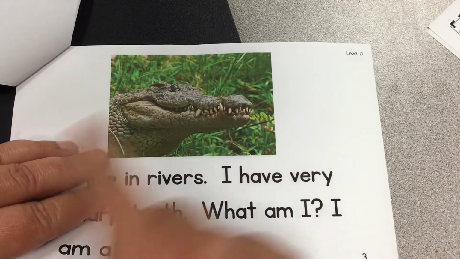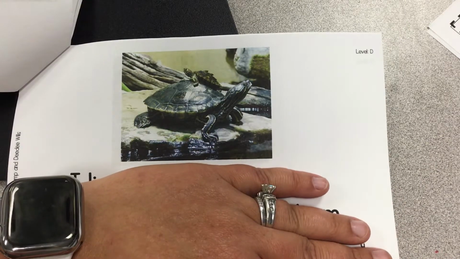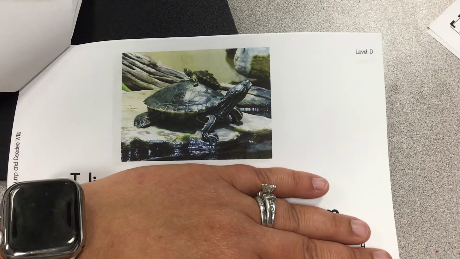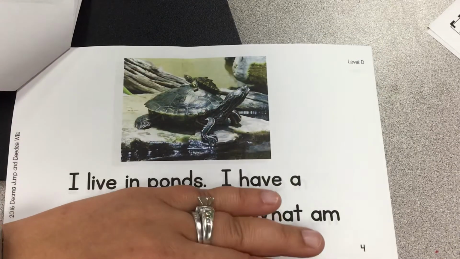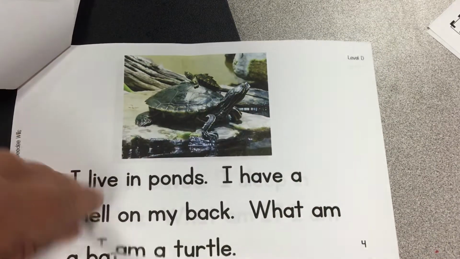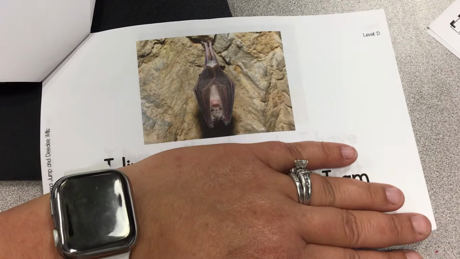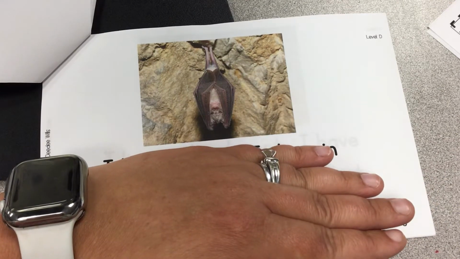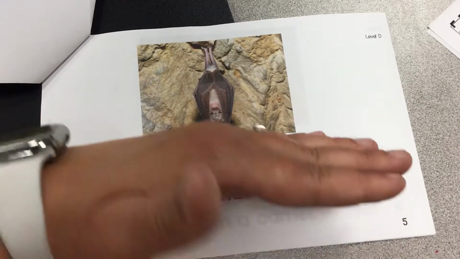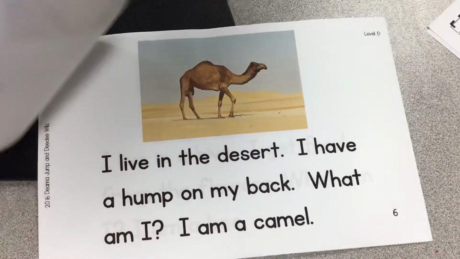Looks like he's got some really sharp teeth, doesn't it? Okay, our next animal is a turtle. Where do turtles live? Man, they can live in a creek, in the river, in a pond, okay? And what do they have on their back? Yep, they have a shell on their back, okay? Ooh, we learned about this animal back in October. What kind of animal is this? Yes, that is a bat, okay? Where do bats live? We learned about this. They live in caves. They live under bridges. They live in barns, okay? And when does he sleep? During the day. He is nocturnal, okay?